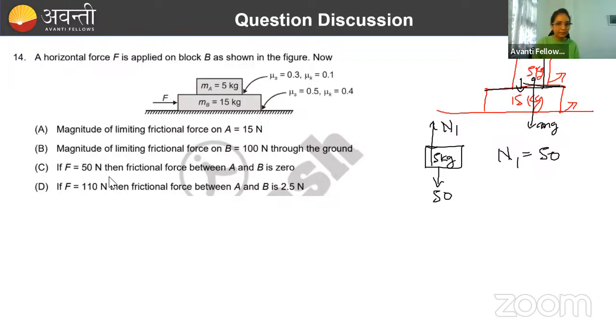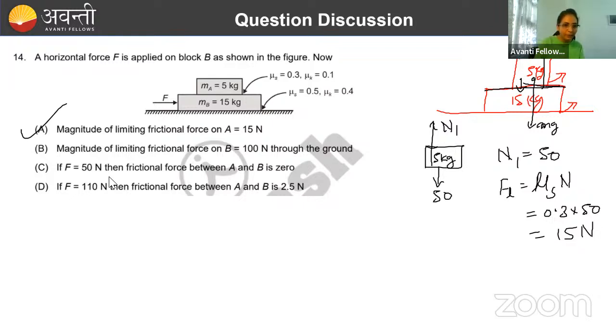So how do we calculate limiting friction? Mu S into N. What is the value of mu S for the first surface? That is 0.3 into 50, so it will be 15 Newton. So the first option is true. Now let's calculate limiting friction for the second surface, because it's asking the magnitude of limiting friction on B. So let's focus on B now.